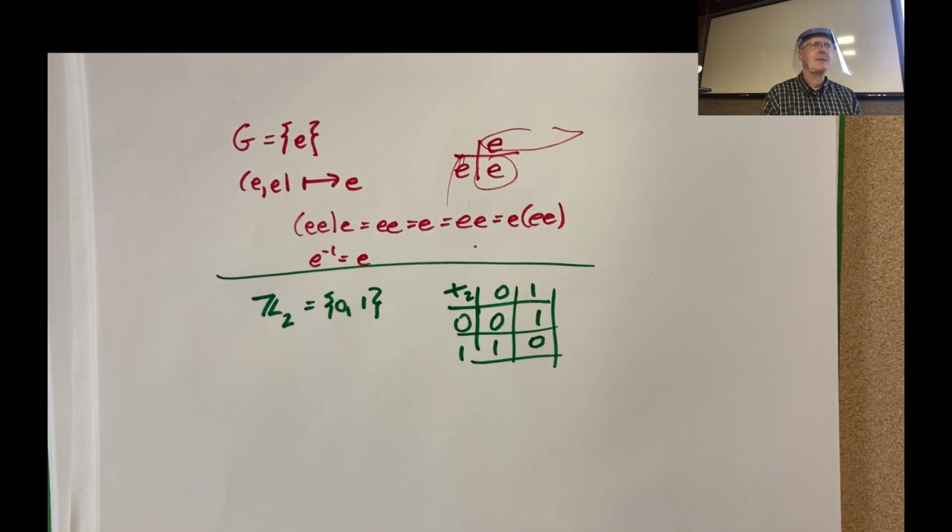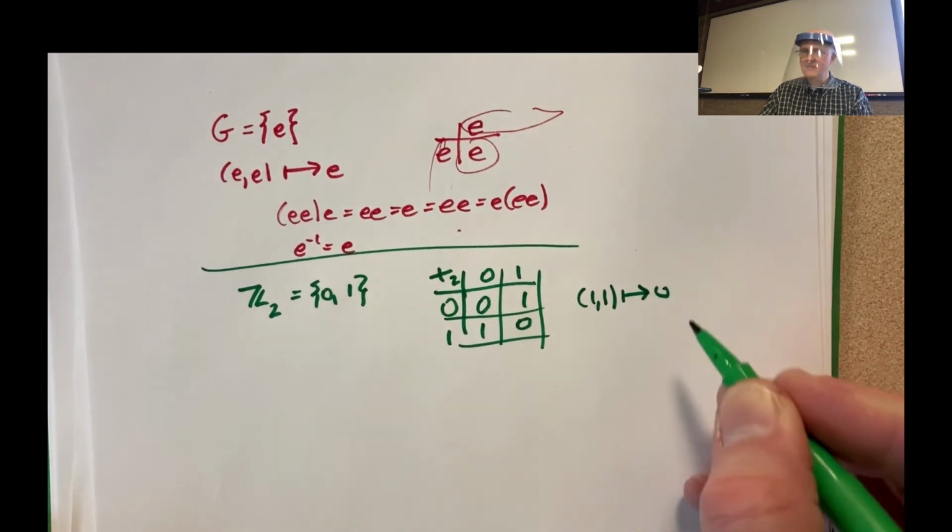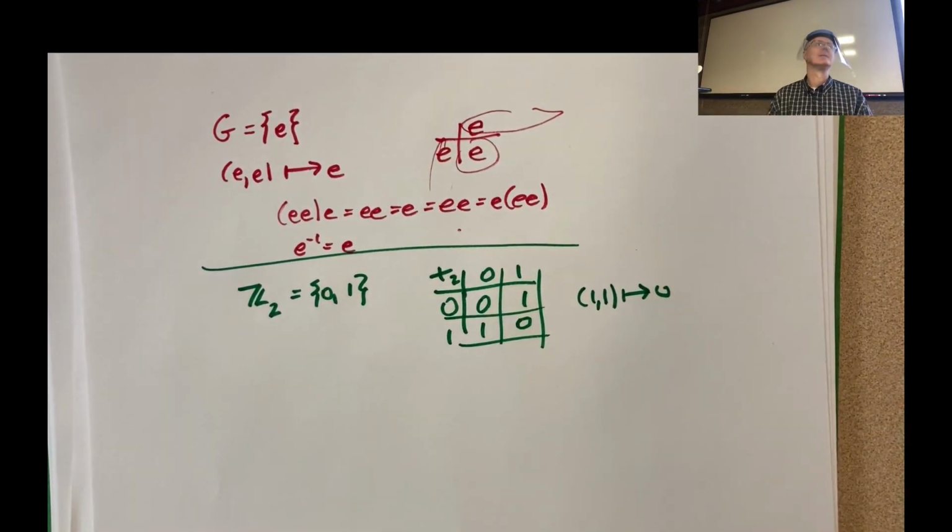Is it a group? It's a binary operation. For example, the ordered pair (1, 1) gets mapped to 0. Your mapping is always either to 0 or 1. It's to an element of G. It is associative. Should we check that? We usually don't bother. It is. You can check it. I'm not going to bother.